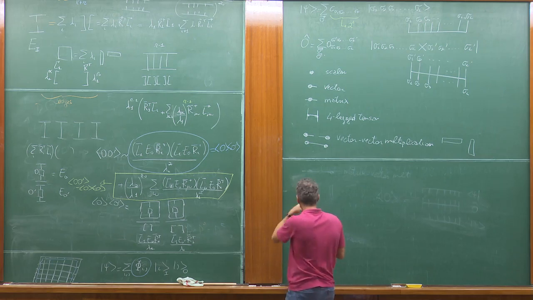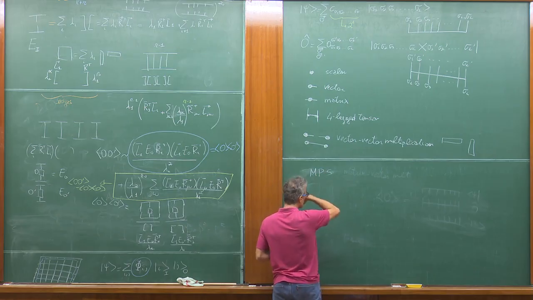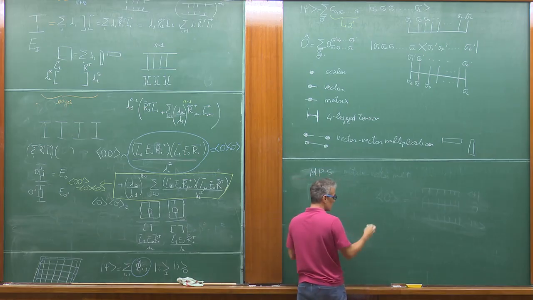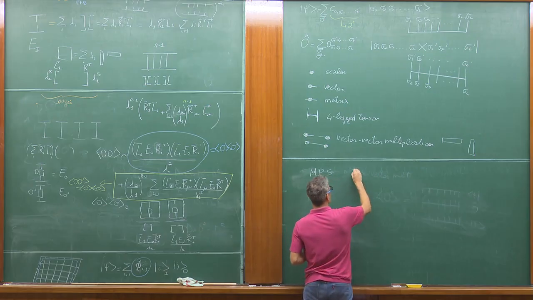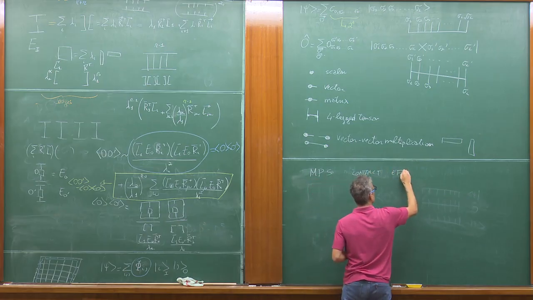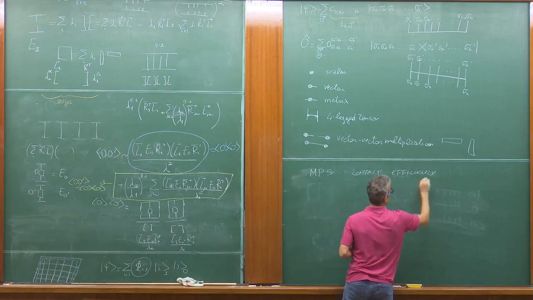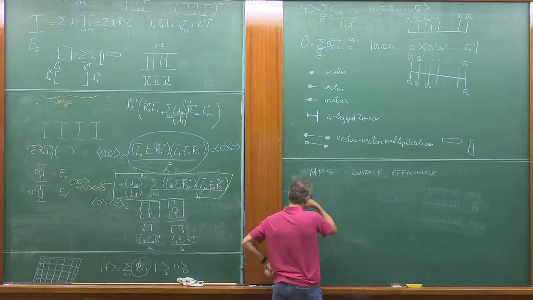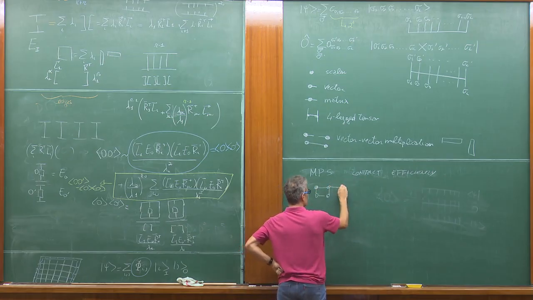Okay, and in tensor networks, in matrix product states, you can always do all the multiplication, contract all the tensors efficiently. And let me do it here. So let's say you have something like this.